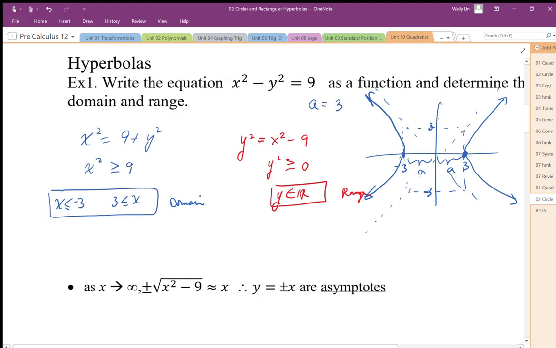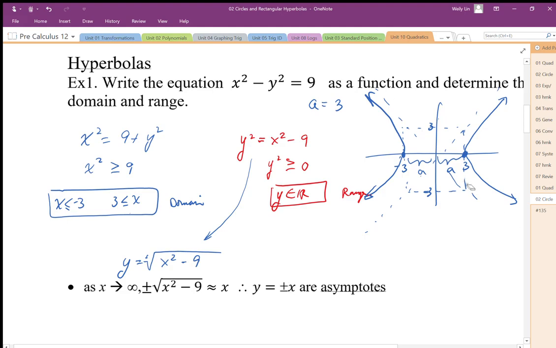If I solve this equation for y, I get y equals plus minus the square root of x squared minus 9. As x gets really, really big, this minus 9 doesn't really affect it very much. So we end up with like 10 billion squared minus 9, square rooted. Well, that's pretty much 10 billion. So we end up basically getting y equals plus minus x. The square root of x squared is x, and that ends up generating my asymptotes.